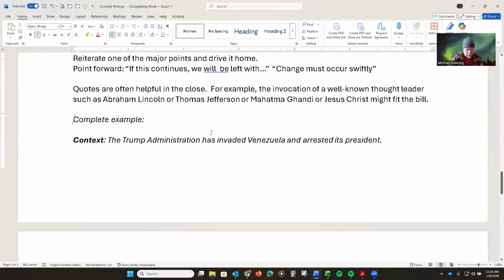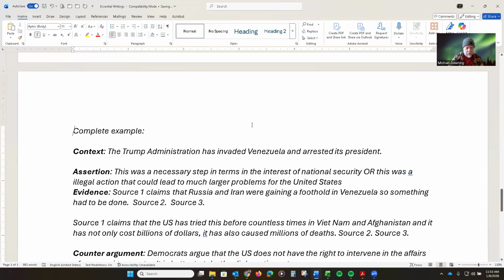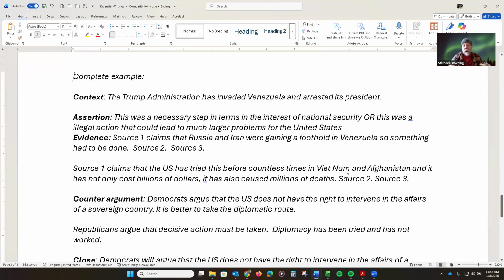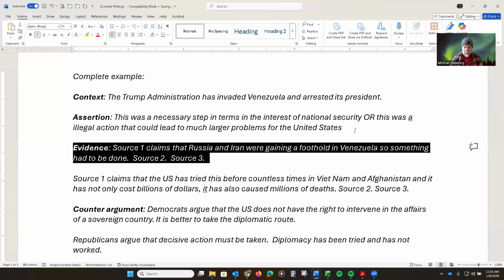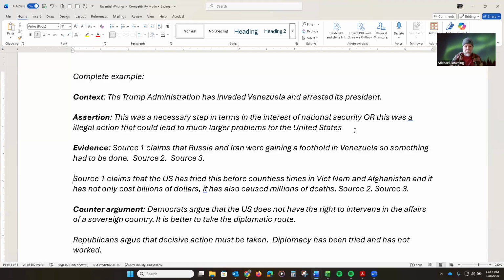Here's the complete example, and I'll go ahead and put this on a separate page. Context: Trump administration has invaded Venezuela and arrested its president. My assertion then is one of the two: this was necessary or this was illegal. The evidence then: source one claims that Russia and Iran were gaining a foothold, so something had to be done. And then more along those lines to back my position that this was a legitimate and necessary move.